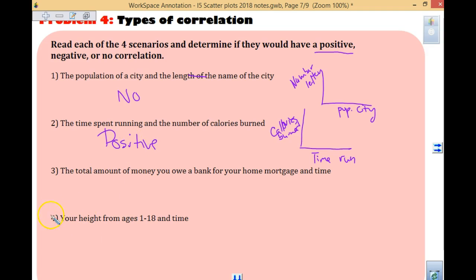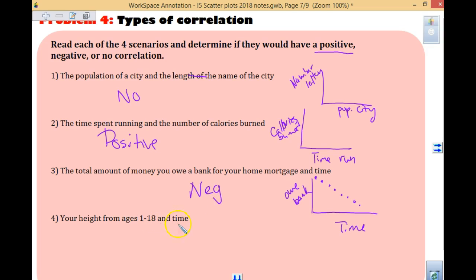I would like you to try and answer the next two. Negative. A mortgage is what you owe, hopefully decreasing over time. Some people take out a 20 or 30-year mortgage. Sometimes they're 15-year mortgages. That's what you owe the bank to buy your house. So definite negative. Okay?